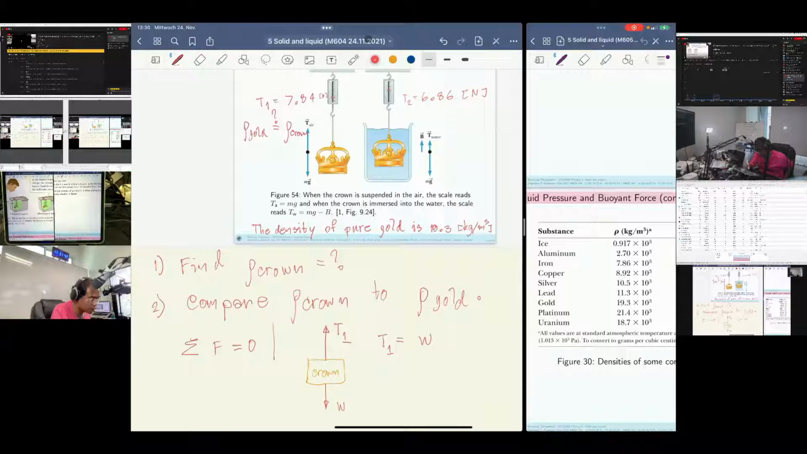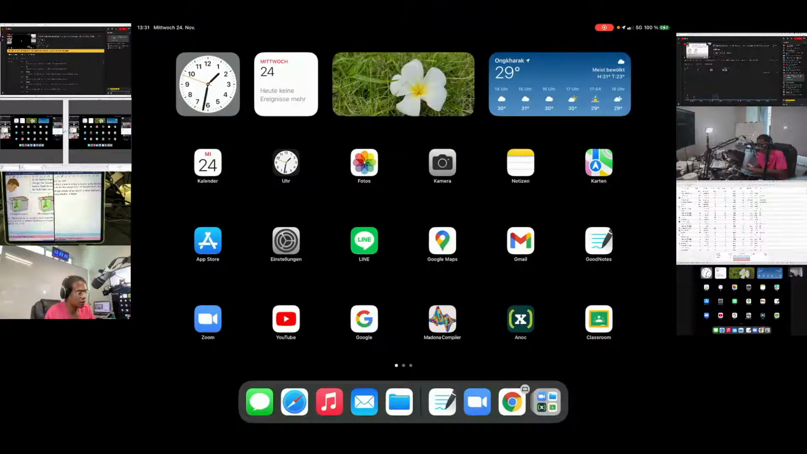M crown will be 7.84 divided by g, 9.8. Okay, and you get the value of 0.8, okay, it's 0.8 kilogram, right, the mass of the crown. 0.8 kilogram. It's quite heavy, okay, on the head.